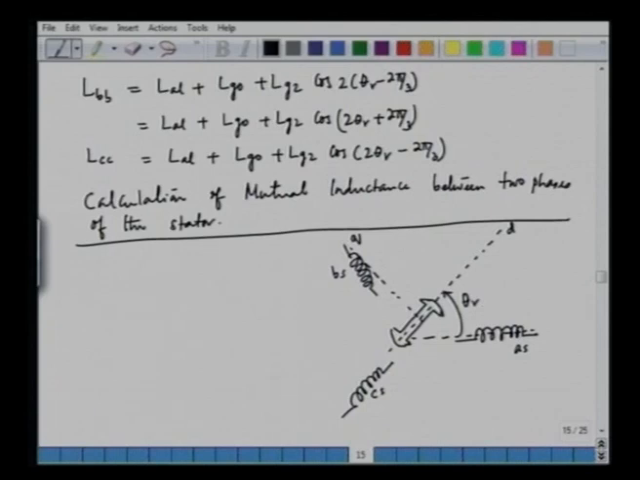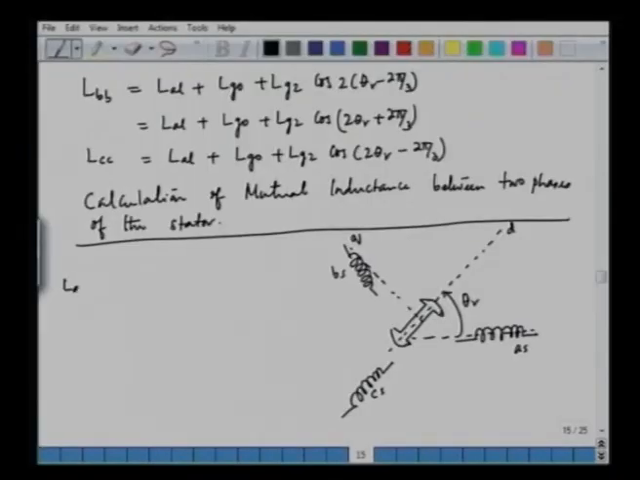Now, the definition of mutual inductance is this: it is the flux linkage with phase B due to the current in phase A. So, this shows the mutual between the two phases. So, what we find out here is the following. If I say that is LAB, we can write down the expression, each one is having a number of turns of ns, and ns into cos of theta r. This is carrying a current of is.